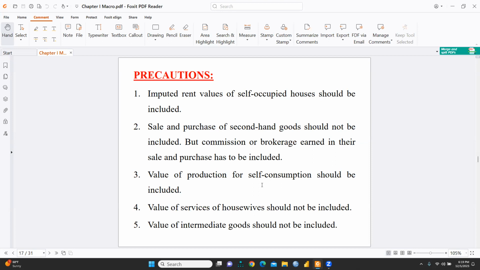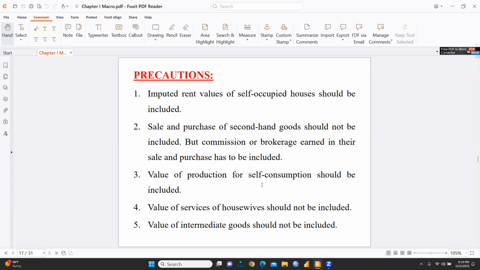Value of production for self-consumption should be included. Whatever production you are consuming for yourself, that would be included. Value of services of housewives should not be included, because housewives make food, do cleaning, wash clothes, each and everything. These services will not be included in national income because they are not generating any income.